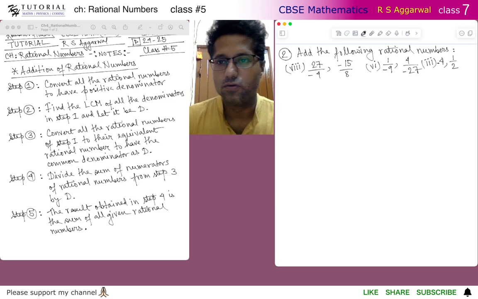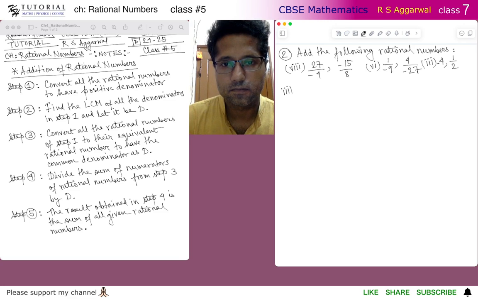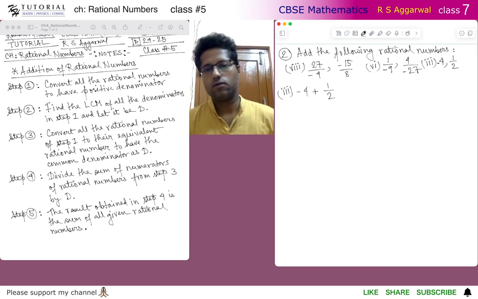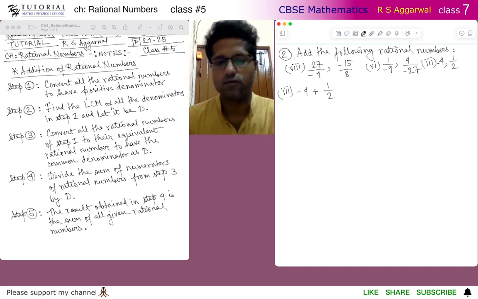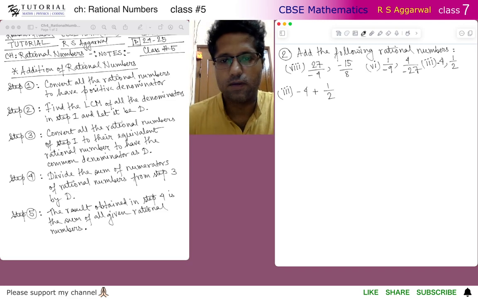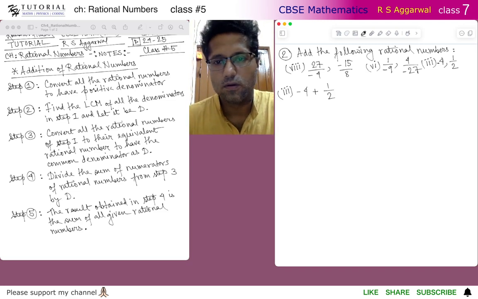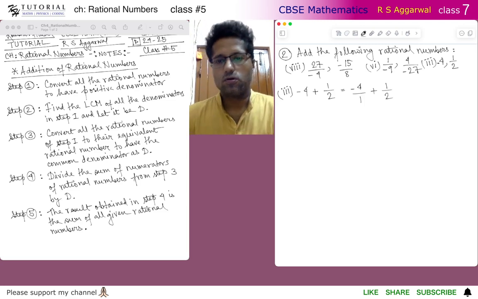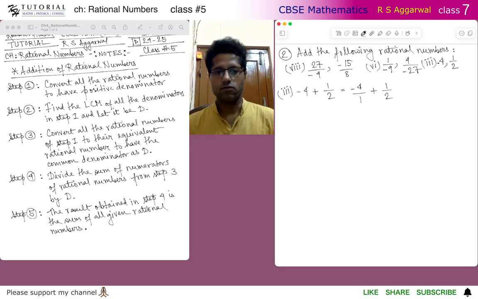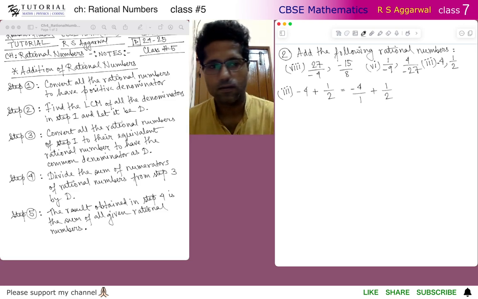Okay, now let's do the third one. The third one says minus 4 plus half. So minus 4 you can consider as minus 4 by 1. So this is nothing but minus 4 by 1 plus half. All the denominators are positive, so we need not do step 1.